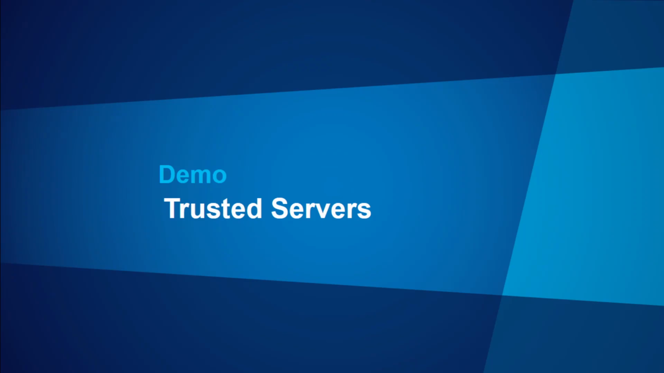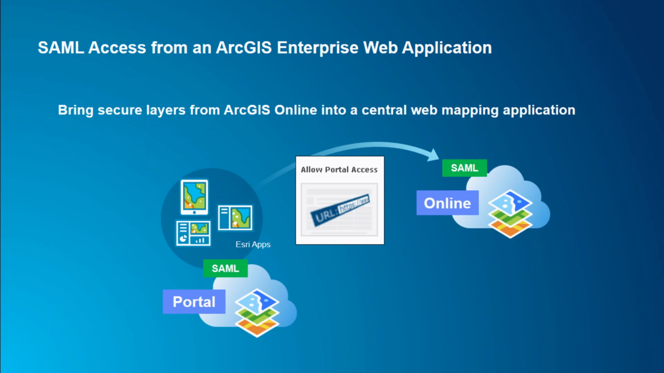So now for the, let's go back here. The allow portal access is a feature that comes into play in particular with ArcGIS Online. If you've got secured services on your ArcGIS Online organization and you're trying to access them through a web map hosted on another, either perhaps on a portal that's in the cloud or a portal on premises.